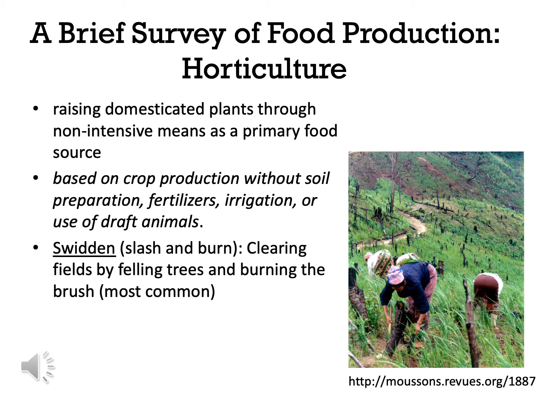Another common form of horticulture is household garden plots. Garden plots are typically fertilized by family waste products, and horticultural methods can typically produce enough food for a family, but cannot support a larger population. The image on this page is of swidden farmers in Thailand.